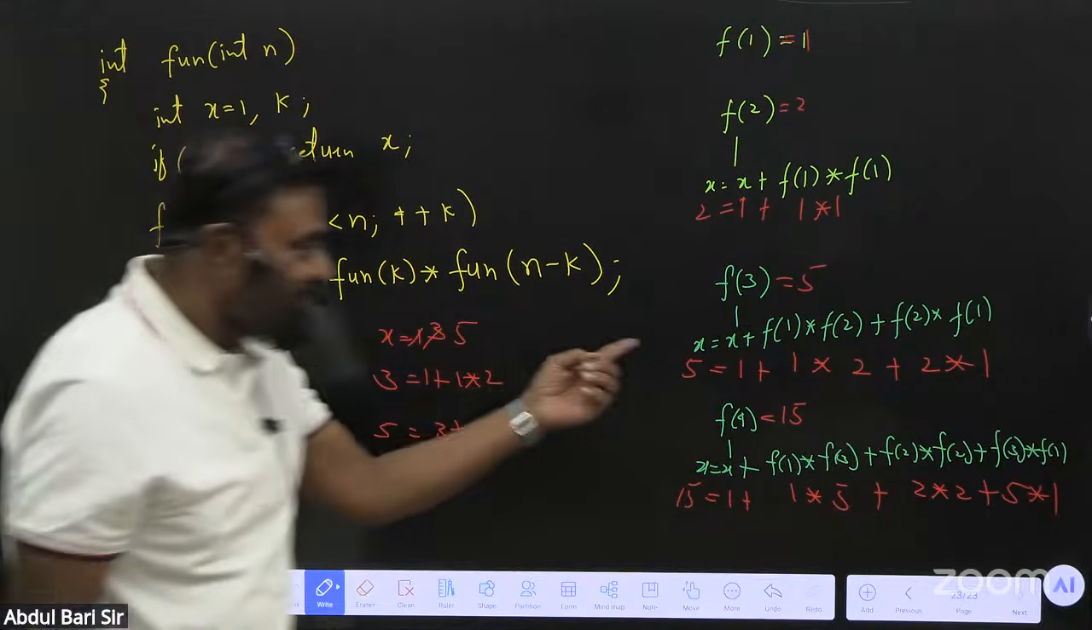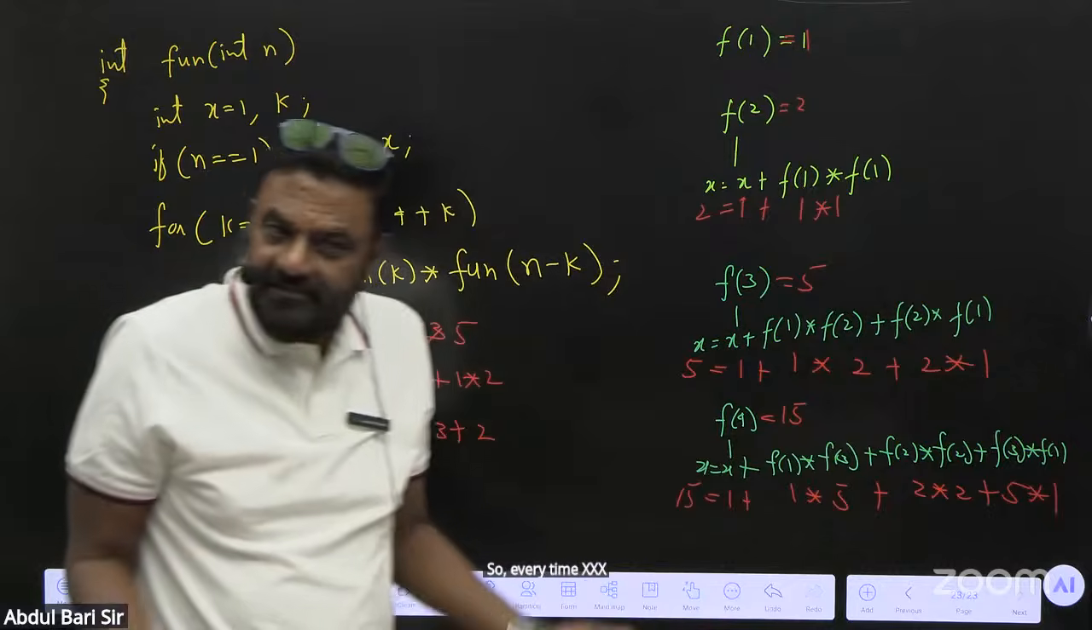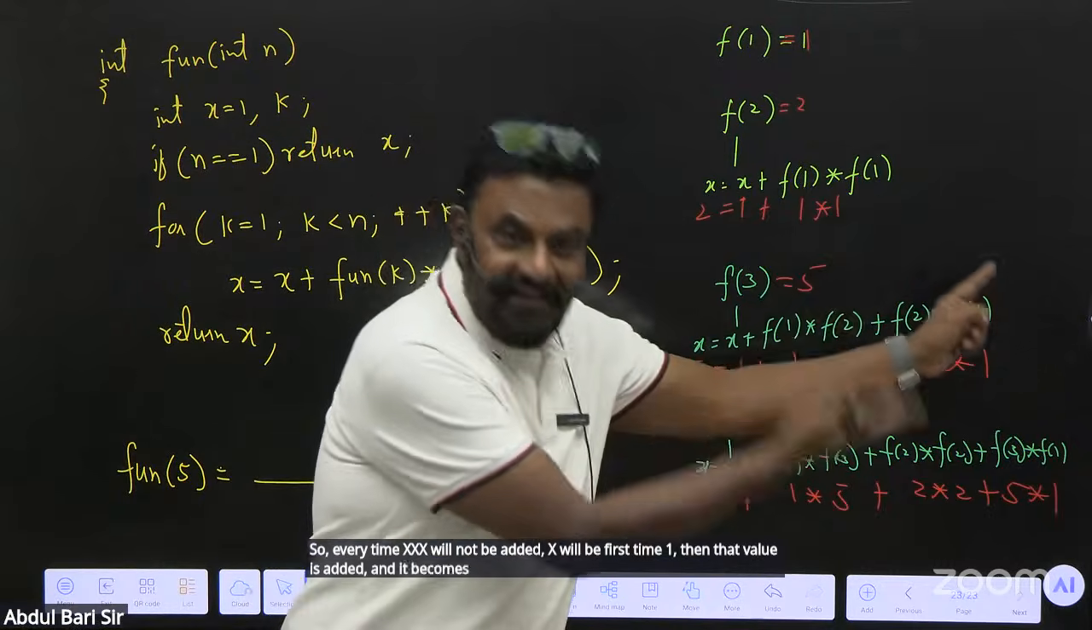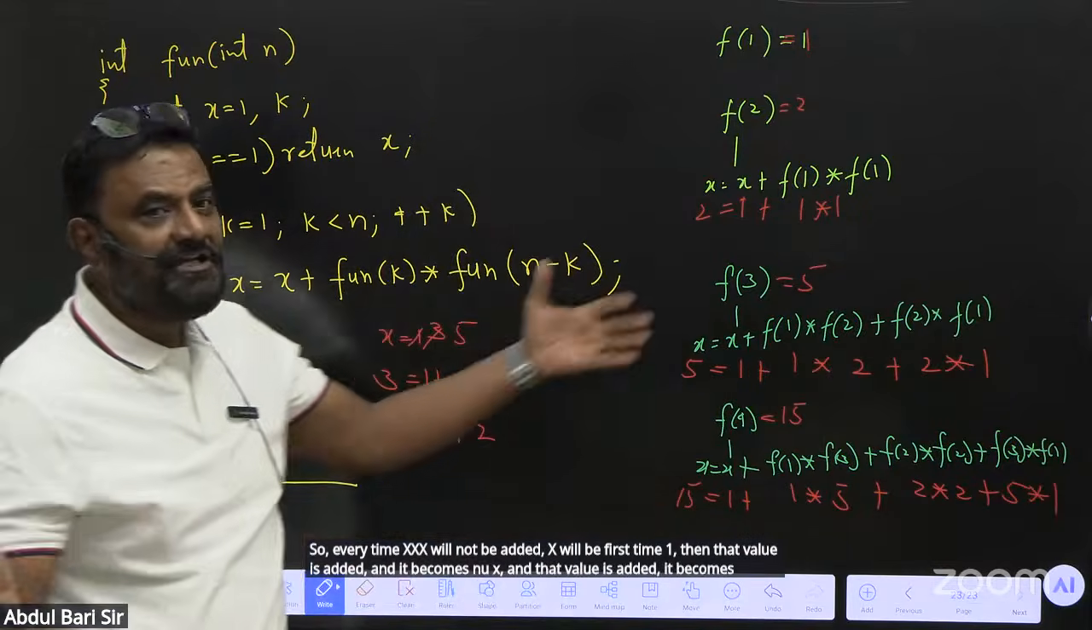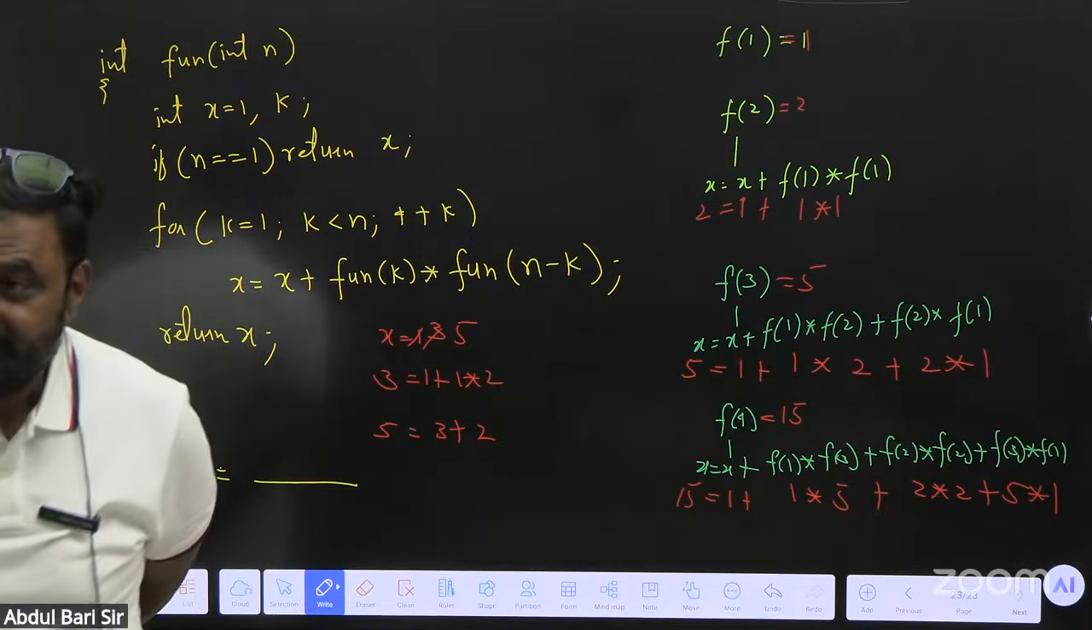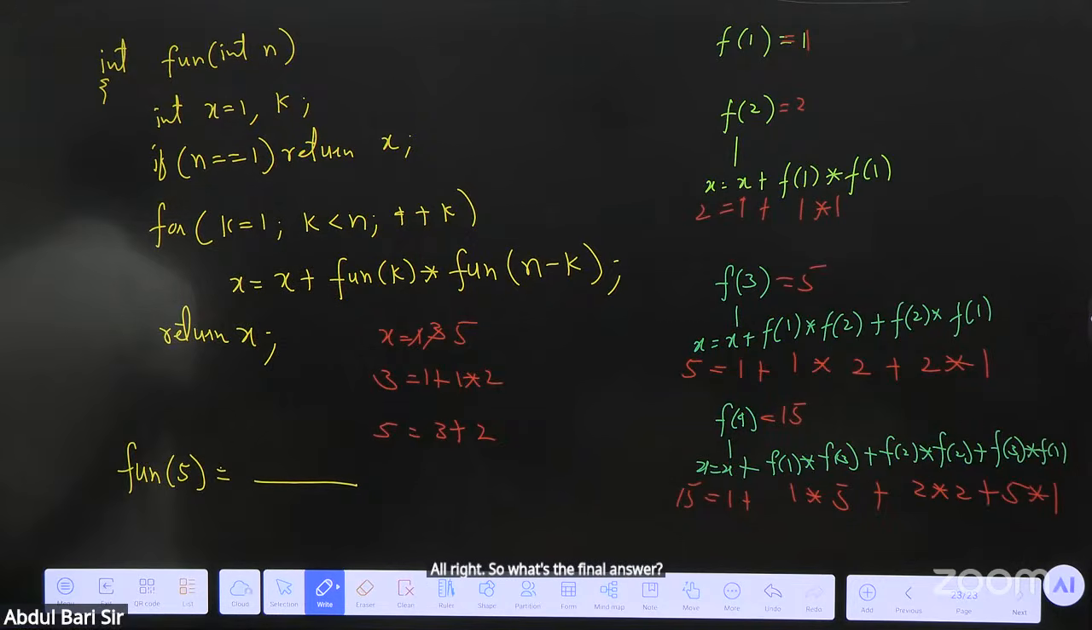So every time x will not be added. X will be first time 1. Then that value is added and it becomes new x. And that value is added, it becomes new x. So I'm putting them all together. All right. So what is the final answer? And last step, have you done it?